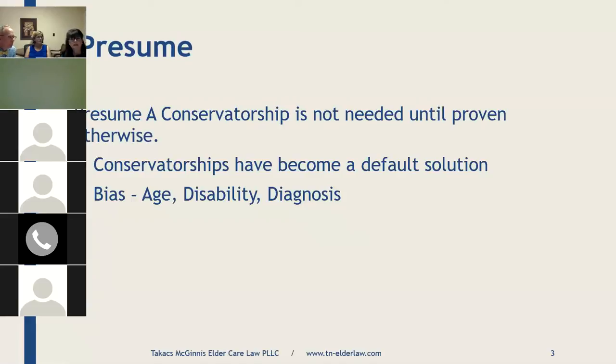But it's a serious step to take as an attorney over your client, and it must be based on a reasonable belief that it's necessary, not on a bias or a default judgment that's just based on the person's diagnosis or their age. We really want to think of a conservatorship as a tool of last resort and not the starting place. So we're going to go to our next slide.